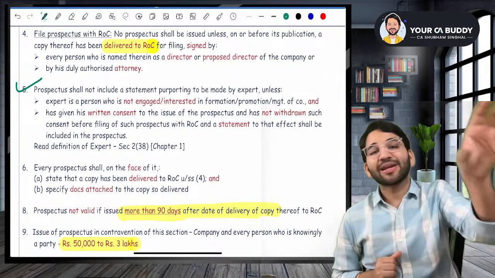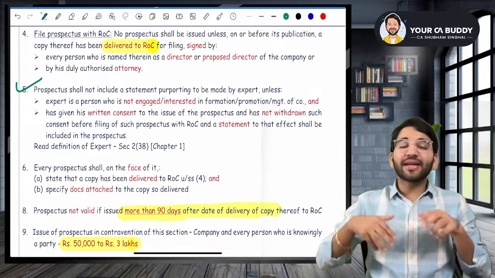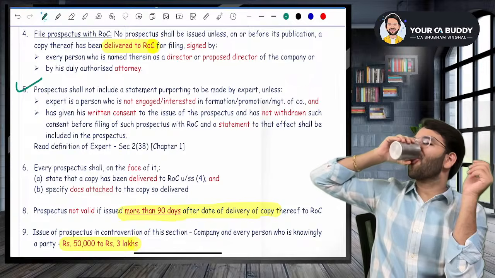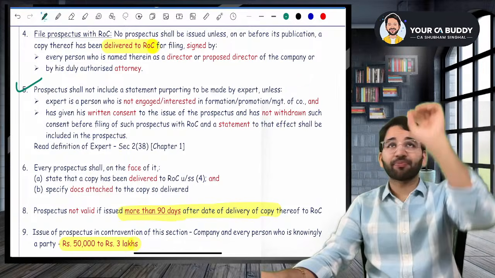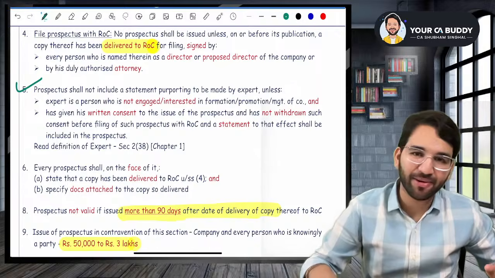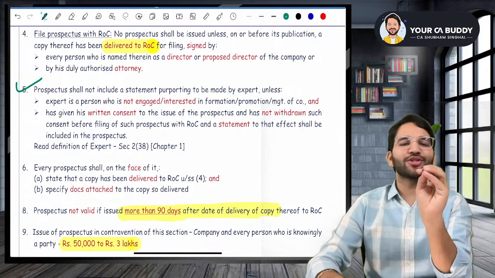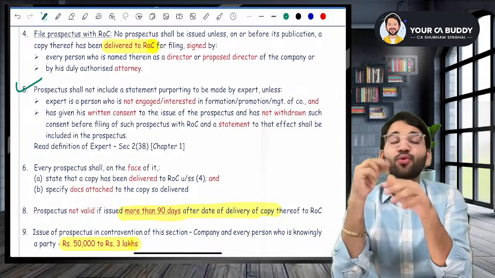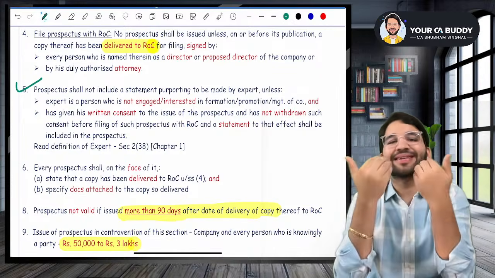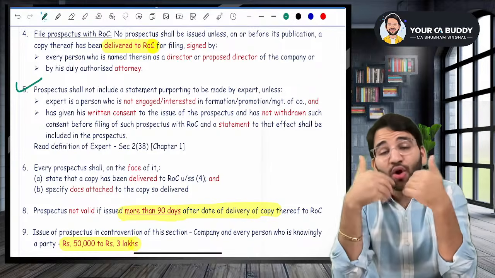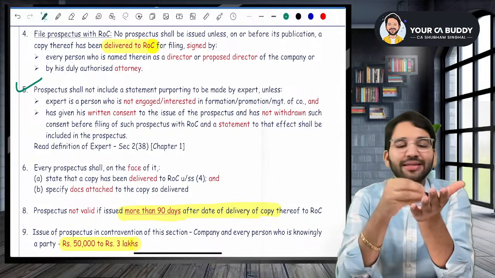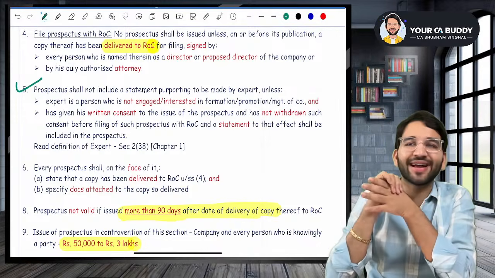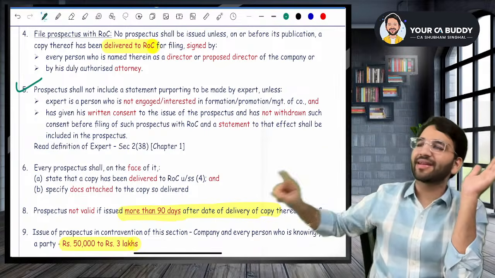What if your prospectus includes an expert statement? If there is an expert statement, what will you do about it? Guys, listen to me very carefully, sir. If your prospectus includes an expert statement, you have to ensure that the expert is not engaged in the promotion, formation, or management of the company. Number 2, the expert has given his written consent, and such written consent is not withdrawn by the expert. And a statement to that effect, that the expert has given his written consent and not withdrawn such consent, will be written in the prospectus.